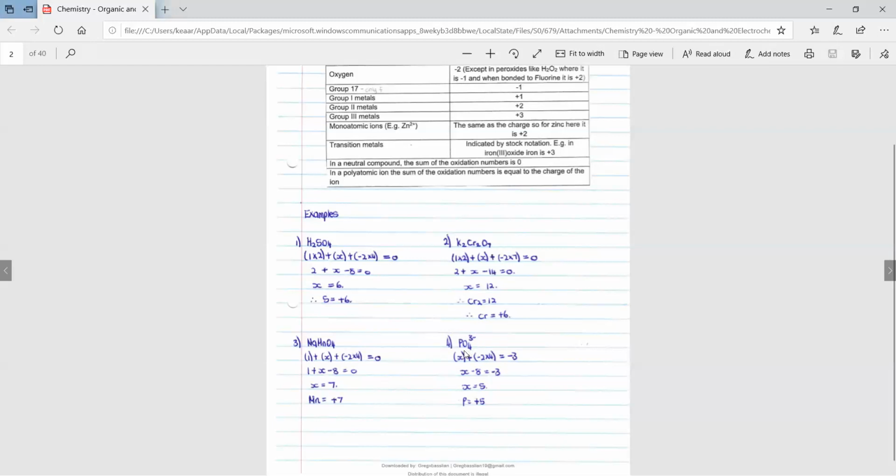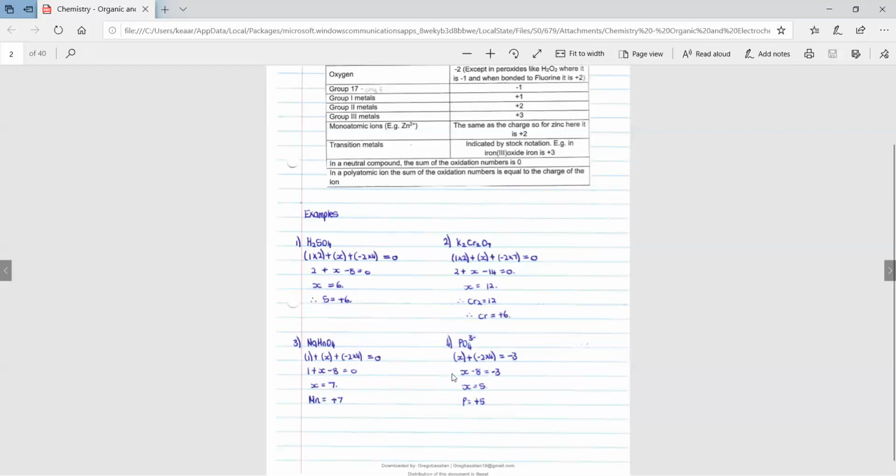Then over here, we have PO4 with a charge of 3 minus. Now this is not a neutral compound because it has a negative charge, so we have a polyatomic ion. The sum of the oxidation numbers is equal to the charge. So the oxidation number of P is what we don't know, and that is going to be labeled X. Oxygen is -2. We have 4 oxygens, so -2 times 4. It's going to equal -3 because that is the charge.